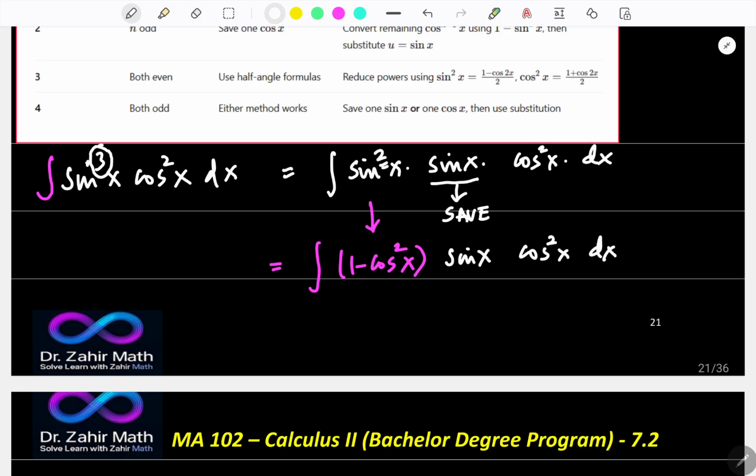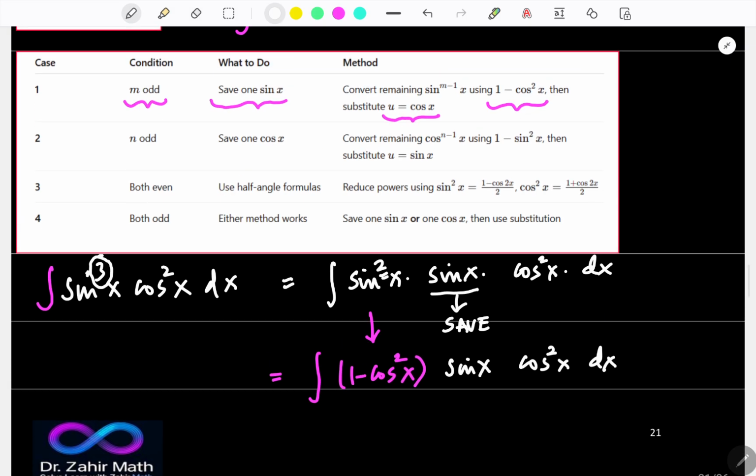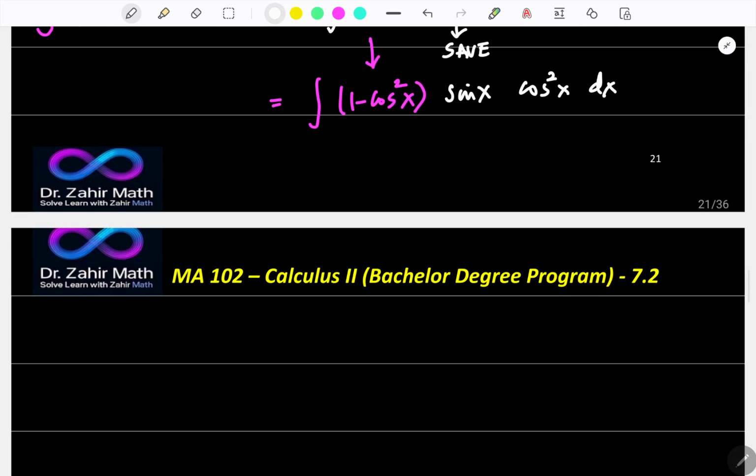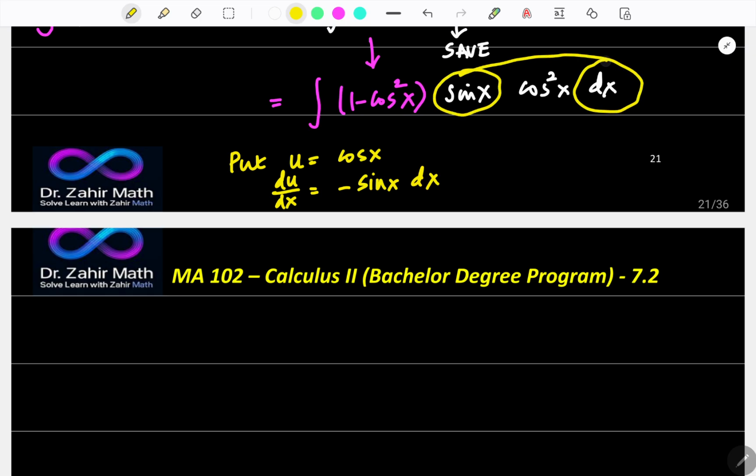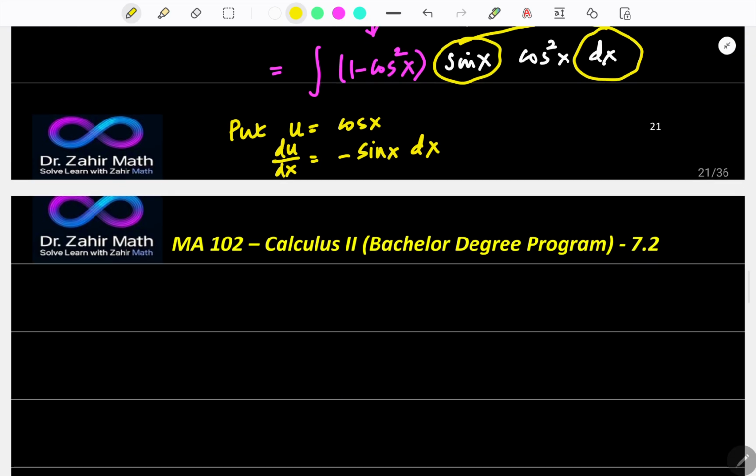Clear all of you? Right. What does the rule say? Put u is equal to cosine x, substitution. So I'm going for u is equal to cosine x. What is du by dx? Cosine x derivative is minus sine x dx. Clear? Minus sine x dx. So we want sine x dx. What is the idea of substitution? Convert everything in terms of u.